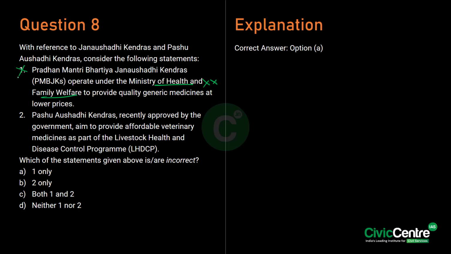Furthermore, these Kendras will operate through the cooperative societies and the Pradhan Mantri Kisan Samriddhi Kendras, improving the livestock health and the disease control program, which makes the second statement correct, and the correct answer is option A, because here the incorrect statements are asked. Hence, the correct answer is option A, which is 1 only.